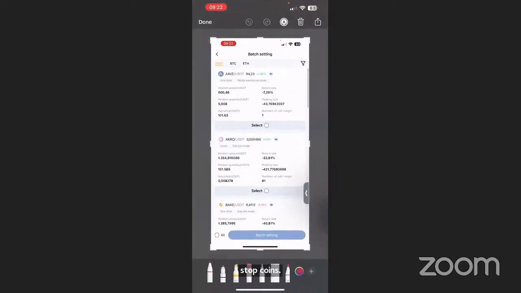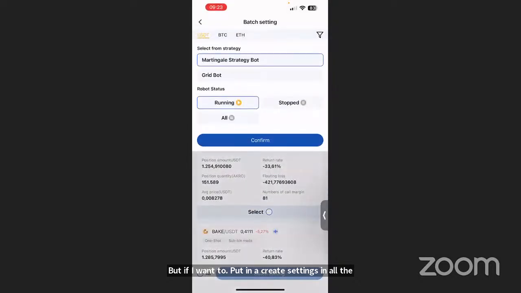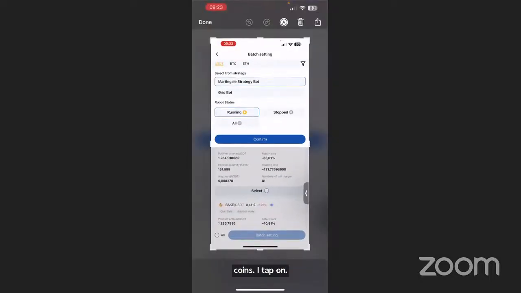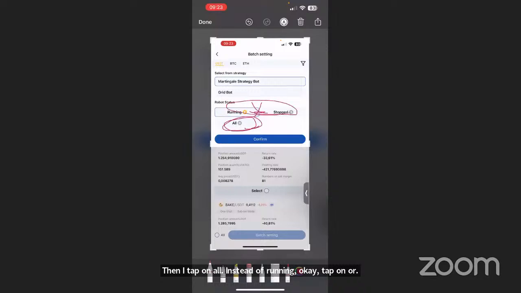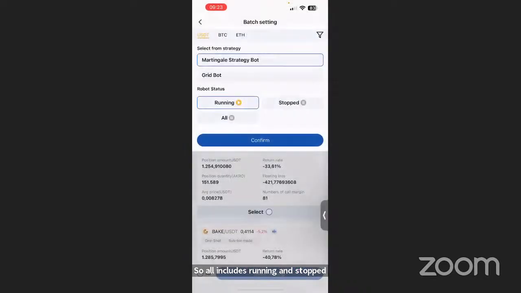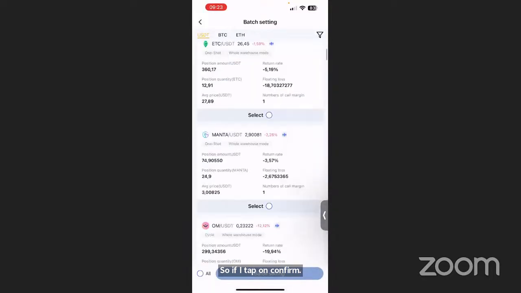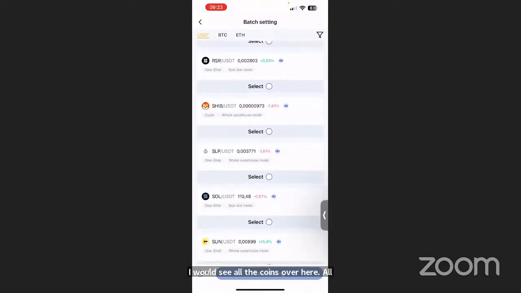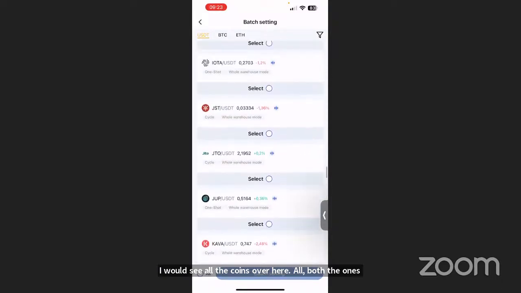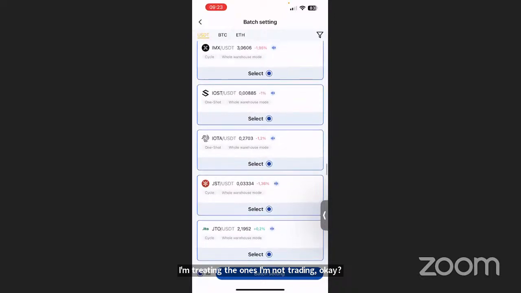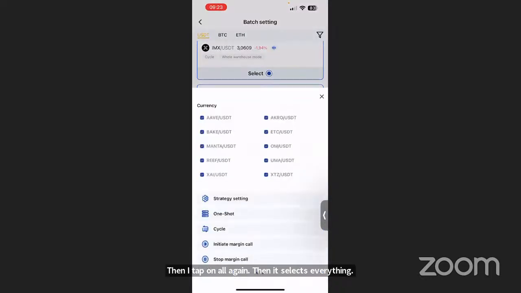But if I want to put in trade settings in all the coins, I tap on the funnel. Then I tap on all instead of running. So all includes running and stopped coins. If I tap on confirm, I would see all the coins over here, both the ones I'm trading and the ones I'm not trading. Then I tap on all again, then it selects everything. Then I tap on batch setting.